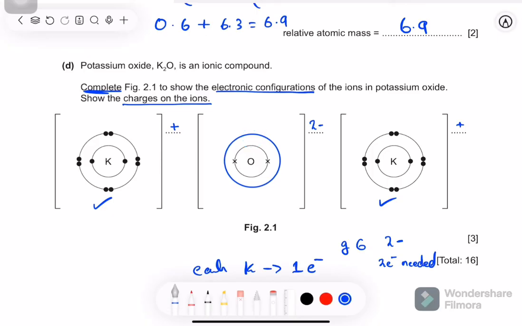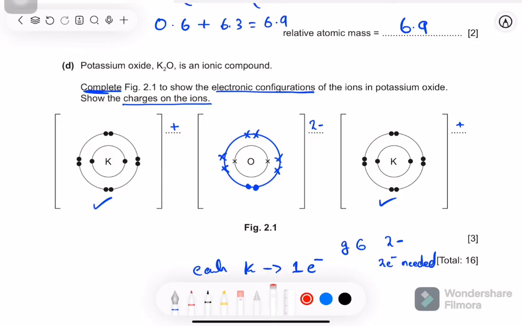The second shell will have received 2 electrons, one from each potassium ion. Each potassium gives 1 electron to the oxygen. So oxygen originally has 6 electrons, 1, 2, 3, 4, 5, 6. So the 6 of original oxygen will be drawn with a cross, and the 2 given by the potassium will be noted by a dot. So total oxygen has 8 electrons.